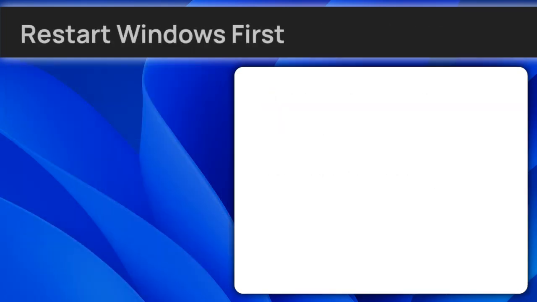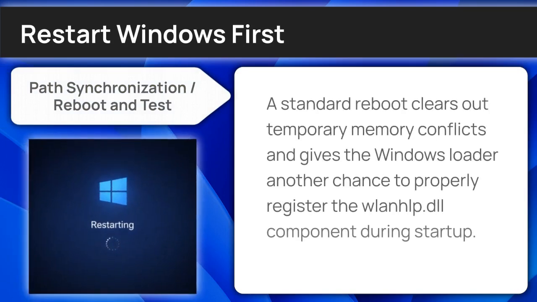A system reboot is a reliable way to clear away zombie processes that might be interfering with Wlanhlp. It's a low-impact step that ensures your operating system is starting with a synchronized environment.